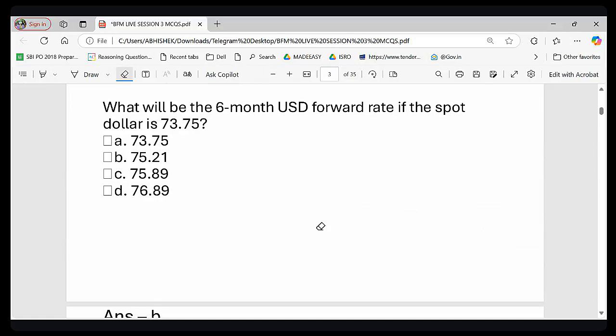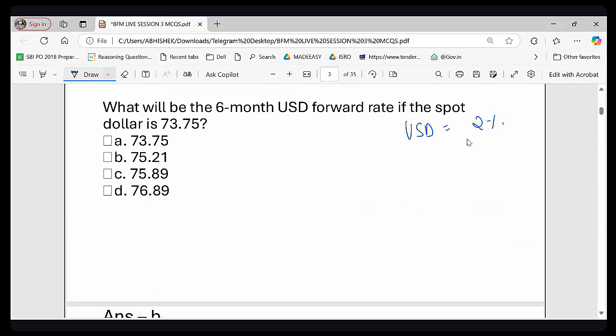Now, what is the next question? What is the spot exchange rate for USD in the question? The spot exchange rate given is how much? 73.75, right? The spot rate is 73.75 for 1 USD. So let me write it down. USD is equal to 2%, and for INR it is 6% interest rate. Just let me know whether you are able to see what I am writing on the screen. If it is visible, type yes, clear.